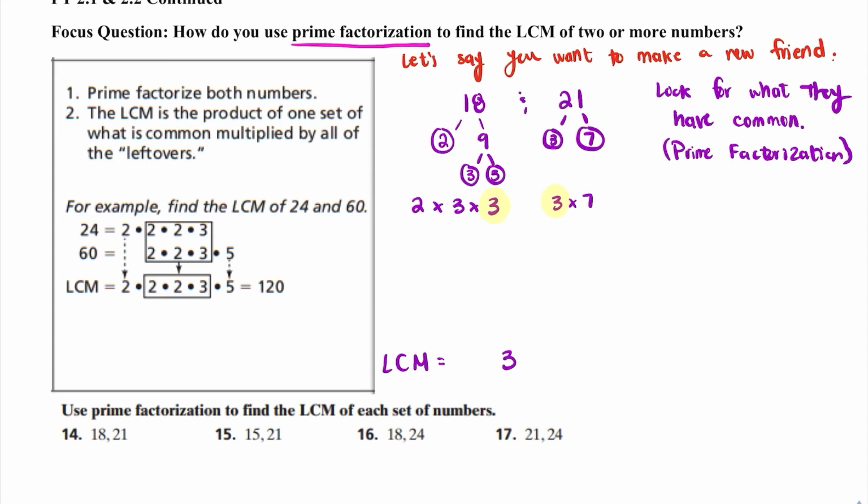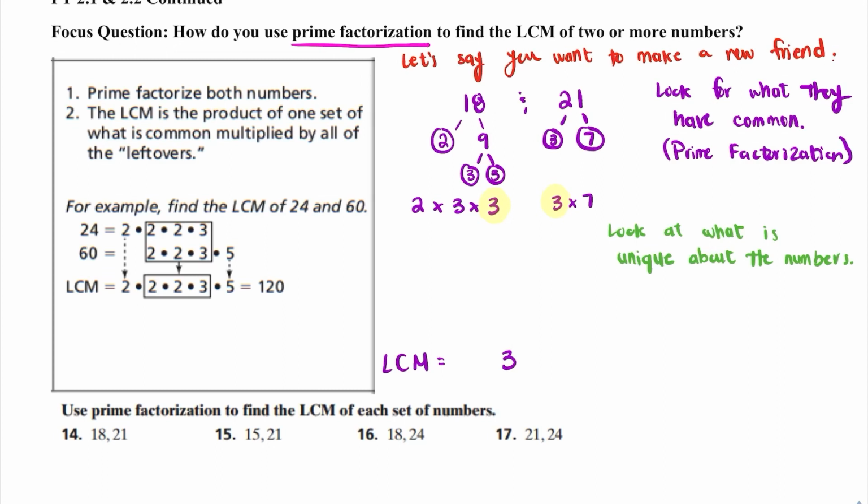Okay, now when you're making new friends and you've talked about what you have in common and you're starting to hit it off, then what makes friendship awesome is that you're also very unique, right? There are things that are different about the two of you, right? And 18 and 21, they do have some different things about them. Now we're going to take a look at what is unique about the numbers.